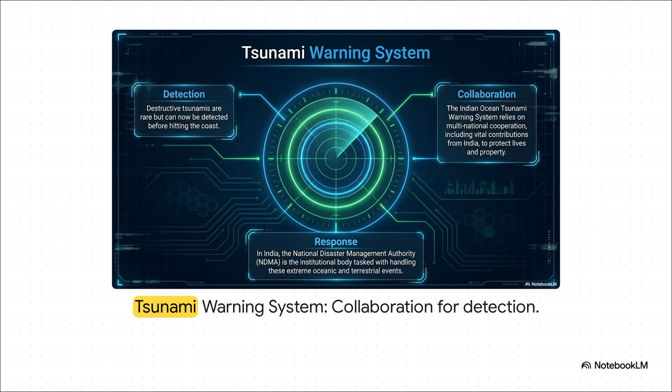Because these forces are so incredibly destructive, early detection is absolutely paramount. Fortunately, while destructive tsunamis are rare, we can now detect them before they actually hit the coast. The Indian Ocean Tsunami Warning System is this highly complex network that relies completely on multinational cooperation to protect lives and property. On the response side, in India, for example, the National Disaster Management Authority, or NDMA, is the institutional body tasked with jumping right into action to handle these extreme oceanic events the second a threat is detected.